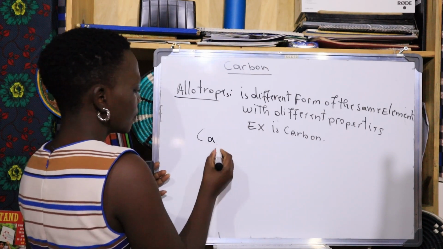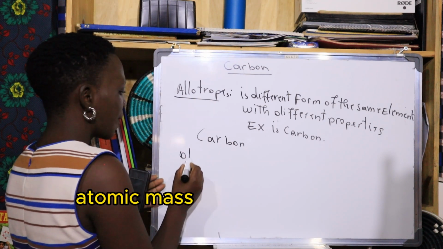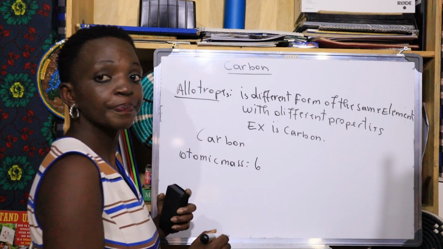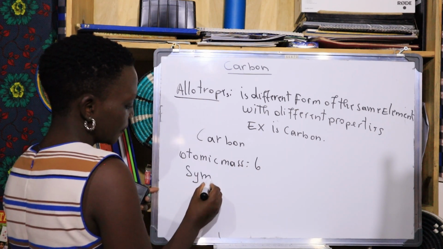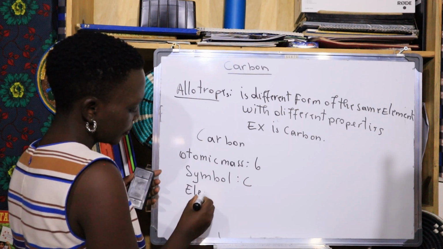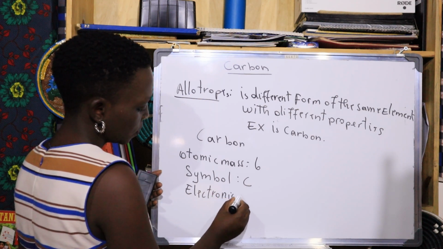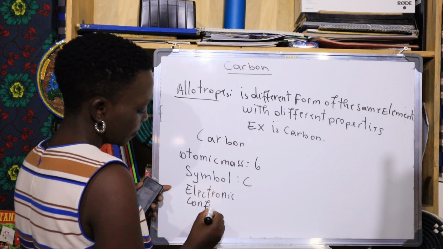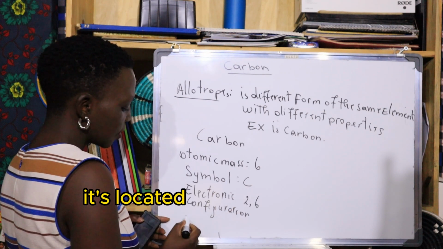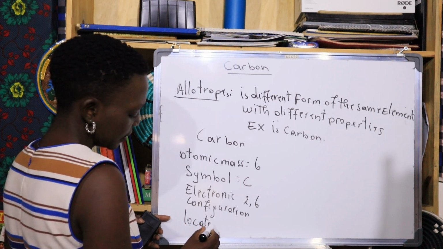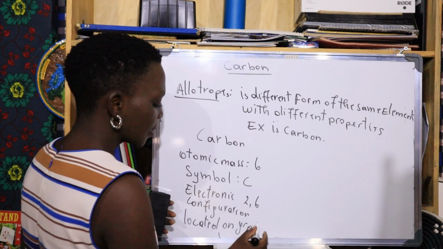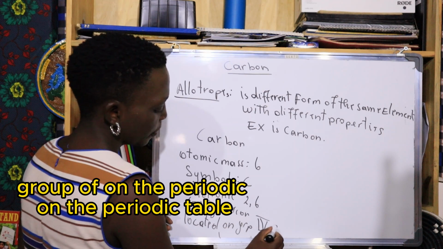Let us return back to the carbon. Normally, the atomic number of carbon is 6, and it is symbolized by the letter C. It has an electronic configuration of 2,4. It is located in group 4 on the periodic table.